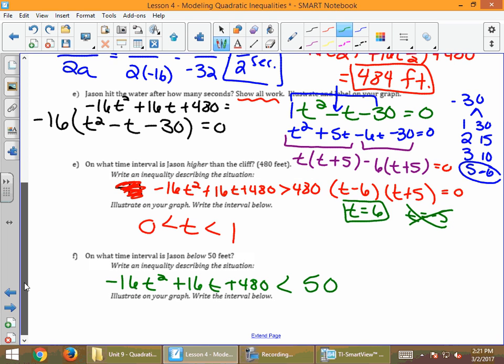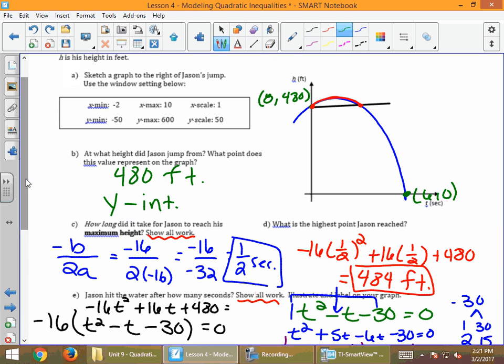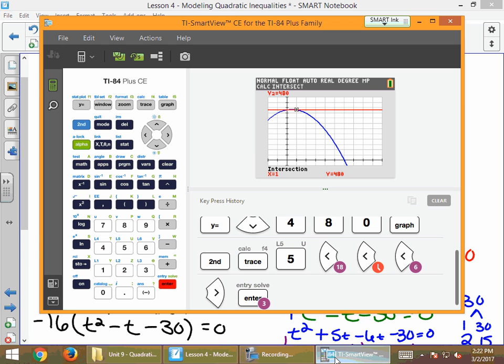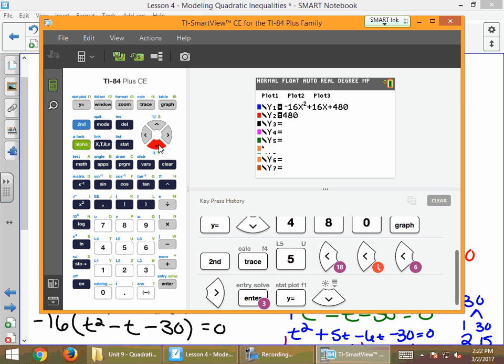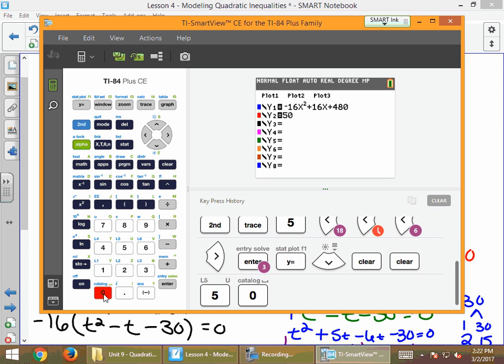Well, again, illustrate this on your graph. Go back up here. And you're just estimating 50 feet. I'm thinking somewhere around here. That 50 is going to be really close to the x-axis. Here's the thing again. Do we know what this x value is right here? No. So we have to go back to using our calculator, just like we did on that last one. Go to your calculator, go to y equals. Go ahead and clear out that y2 and type in our new 50. And then hit graph.